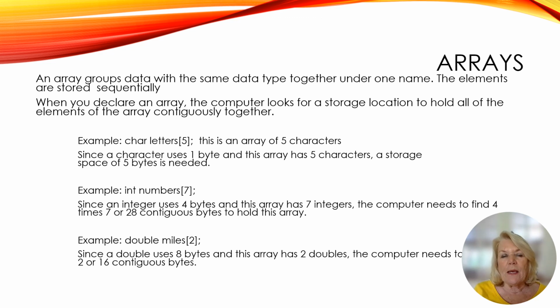The second example, we have an array called numbers. There are 7 elements and they're all integers. Since an integer uses 4 bytes and this array has 7 integers, the computer needs to find a space for 7 times 4 or 28 contiguous bytes to hold this array. And the last example is an array of miles. These are all doubles. We have 2 elements in that array. Since the double uses 8 bytes and this array has 2 doubles, the computer needs to find 2 times 8 or 16 contiguous bytes.